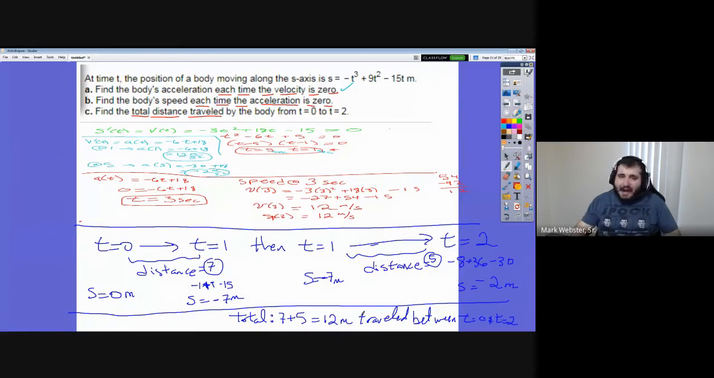So again, if they're asking about total distance traveled, that's a key phrase. You are figuring out how far he goes in one direction, and then if he stops, how much does he go in the other direction? And if he stops again, then you do it again, and so on. So if he zigzags, you want to know how much this way, how much that way, et cetera. Right? Okay.